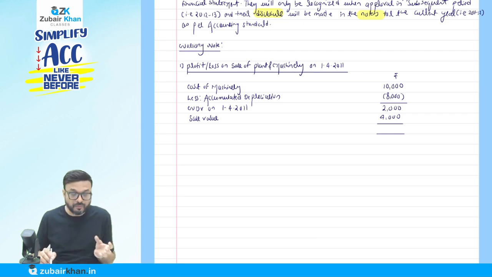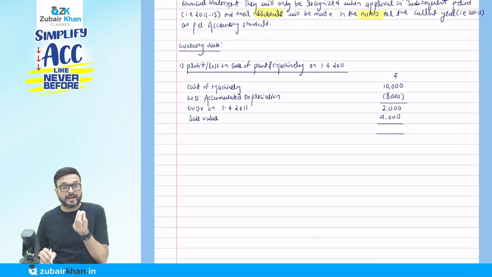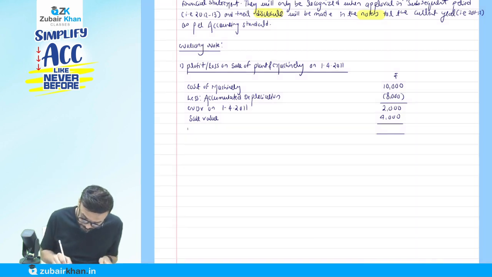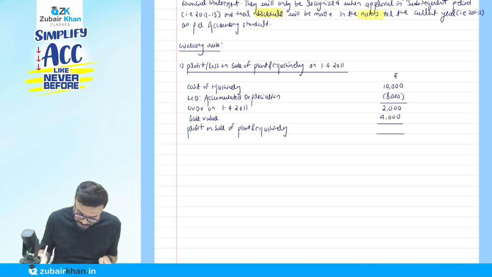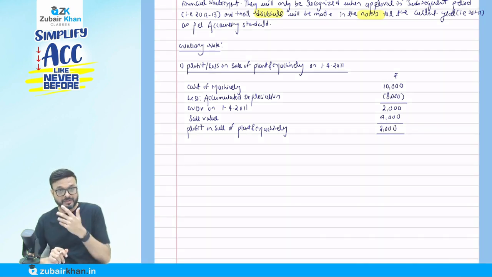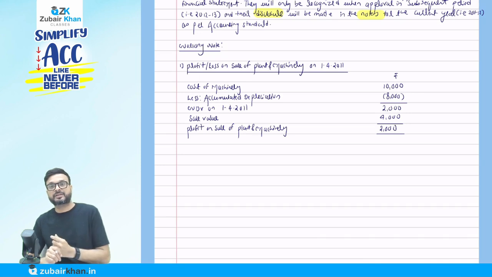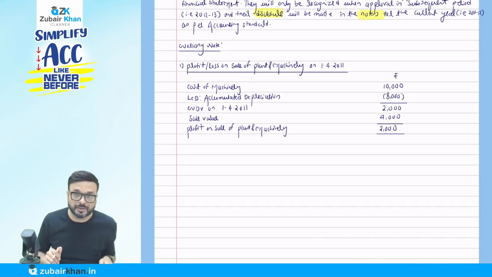So the book value, the written down value of that asset, was 2,000. We sold at 4,000, so we make a profit of 2,000. So profit on sale of plant and machinery. How much is the profit? We have 2,000, because we sold at 4,000. 4 minus 2, that is coming to 2,000. Okay. Now this profit will come under the category of other income.